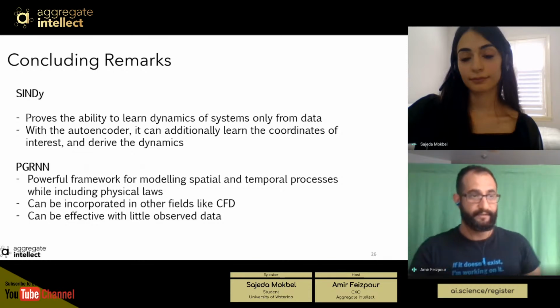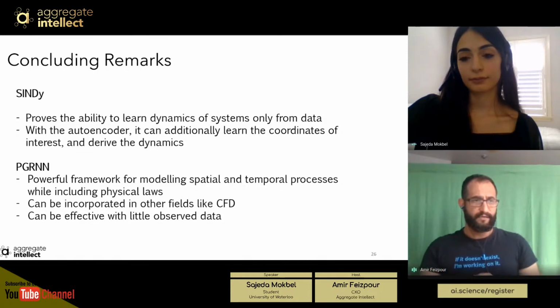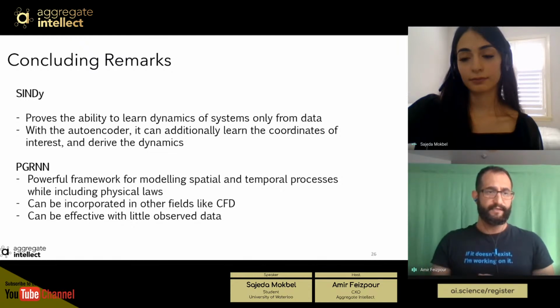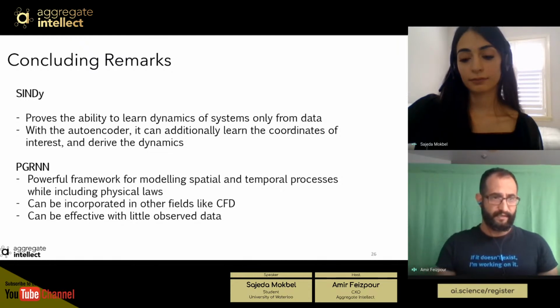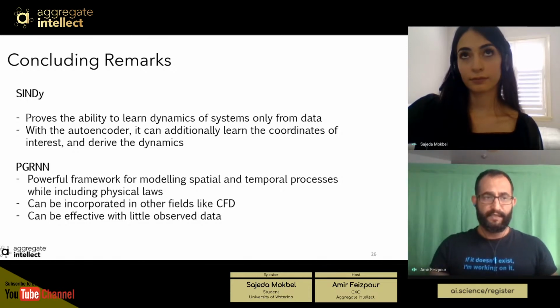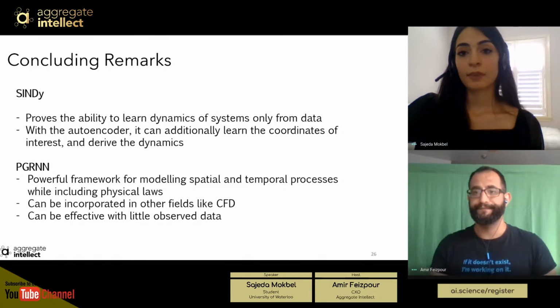Oh, there is one question. Did I get it right? So Krishnan is asking, did I get it right that a physics-based loss function can help reduce the need for labels? Can you elaborate on this, please?